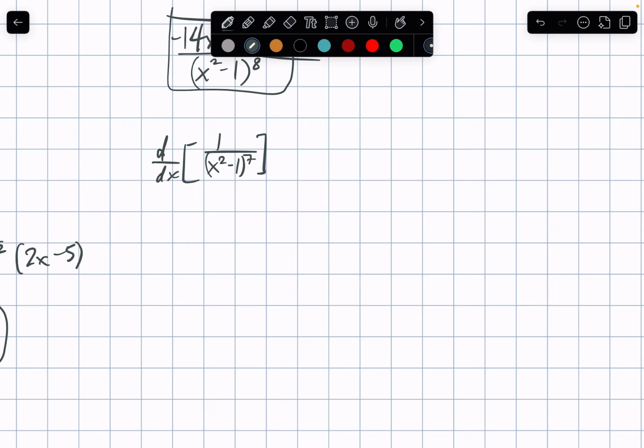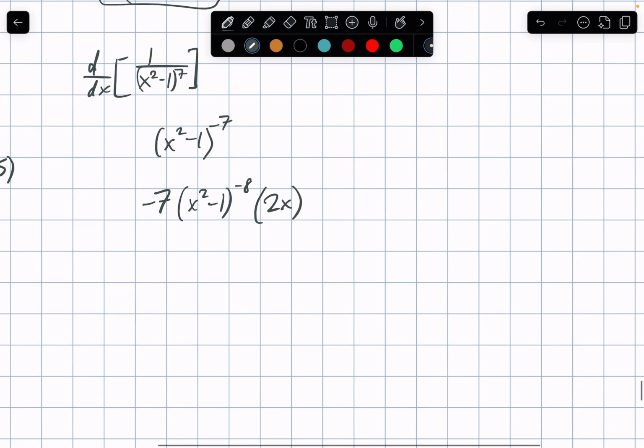Okay, so instead of using quotient rule, it saves more time if we just reciprocate, like so, and then apply power rule. -7 minus 1 is -8. Derivative of whatever is inside, so that's going to be 2x. Bring this down. Okay, I think this is the answer already.